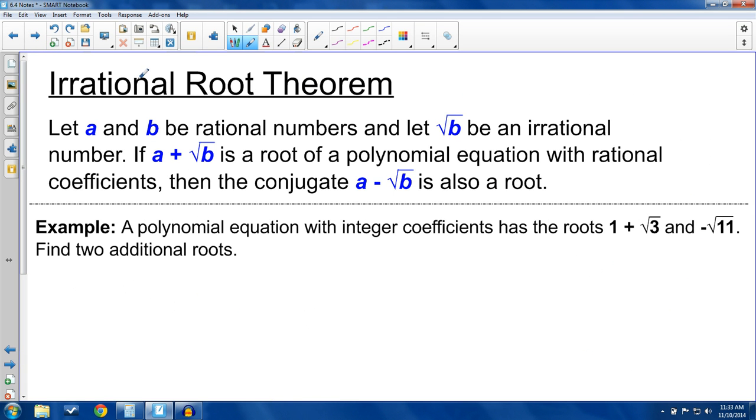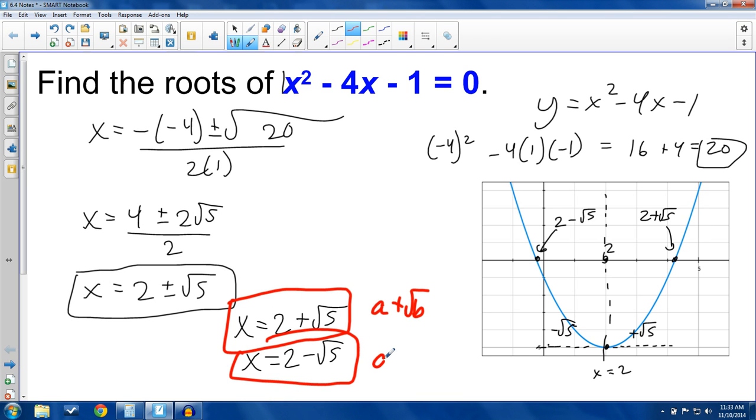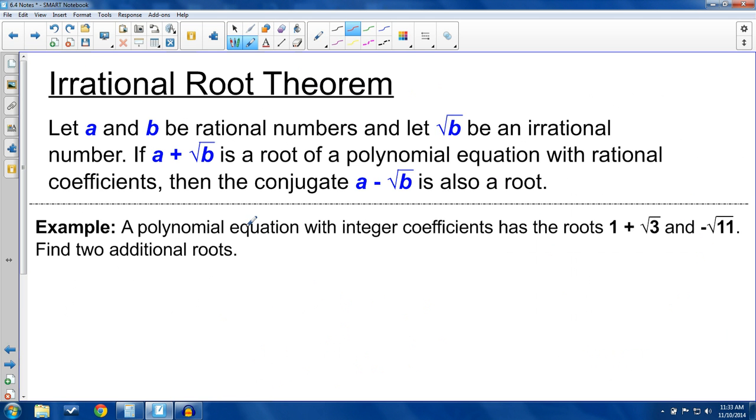One's called the irrational root theorem. Okay, and this is straight out of your book. We have two numbers a and b. They're both rational numbers. The square root of b will be irrational, meaning this is not a perfect square. So if a plus the square root of b is the root of your equation, meaning, remember when we said find the roots? If this is one of your roots, a plus root b, then take a look at this one, a minus root b. If a plus root b is one of your roots of your equation that has rational coefficients, then the conjugate of a plus root b is a minus root b. That one will also be a root.